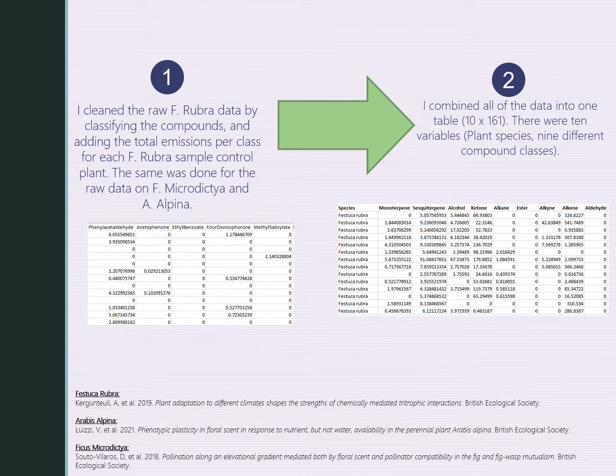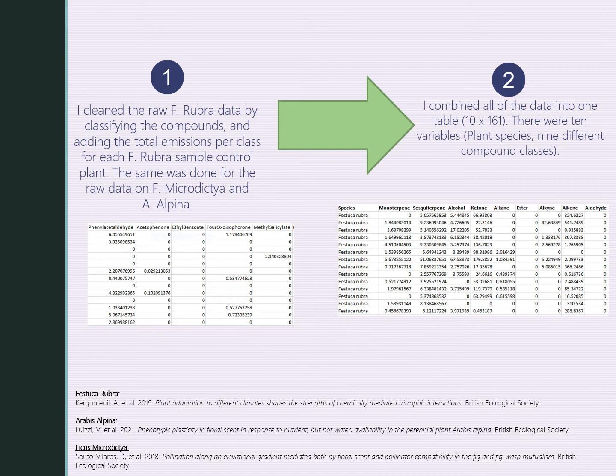I collected VOC emission data from three different papers for this meta-analysis. Each of these three papers had different plant species, and it was all raw emission data: emissions for each of these different types of compounds. For example, phenylacetaldehyde, acetophenone, and ethylbenzoate were examples. And all of the units for emissions were already equal between all of them. It was in nanograms per hour for each flower of the plant, so I didn't have to do any conversions.